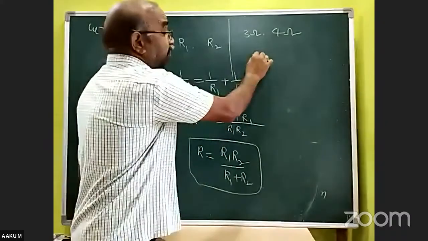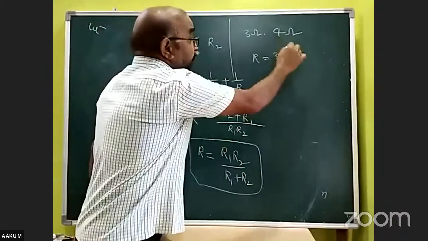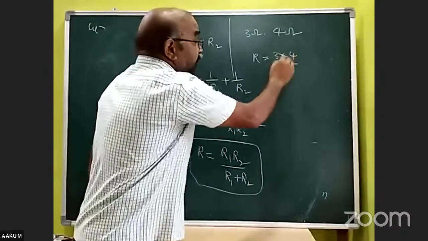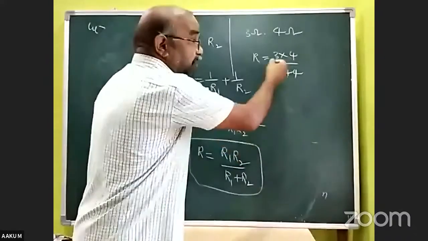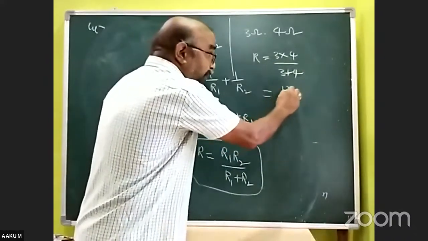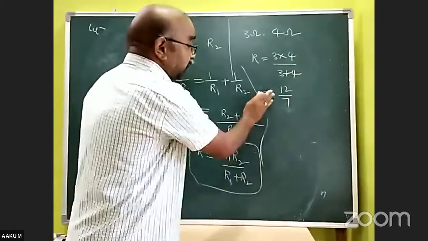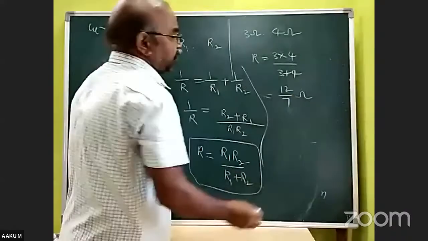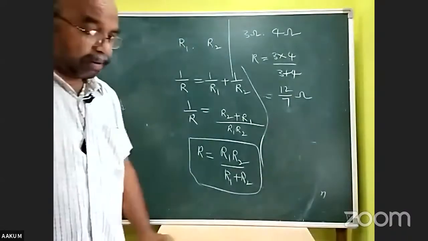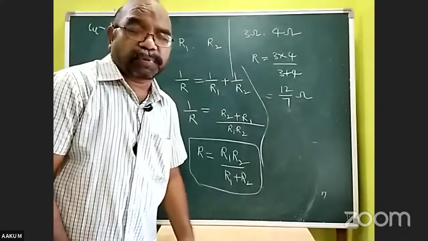Simply R is equal to R1 R2 by R1 plus R2, 3 into 4 by 3 plus 4, that is 12 by 7. You can divide or keep it like this, 12 by 7 ohms, right? So we can do any number of problems like this.